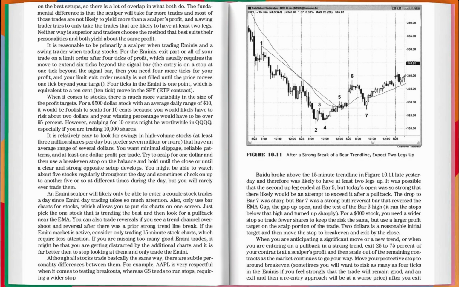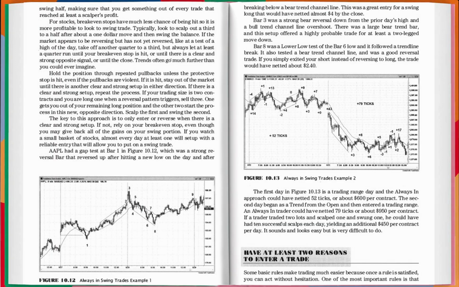When you are anticipating a significant move or a new trend, or when you are entering on a pullback in a strong trend, exit 25 to 75% of your contracts at a scalper's profit, and then scale out of the remaining contracts as the market continues to go your way. Move your protective stop to around break-even. Sometimes you will want to risk as many as 4 ticks in the E-minis if you feel strongly that the trade will remain good, and an exit, and then a re-entry approach will be at a worse price after you exit the scalp portion of your trade.